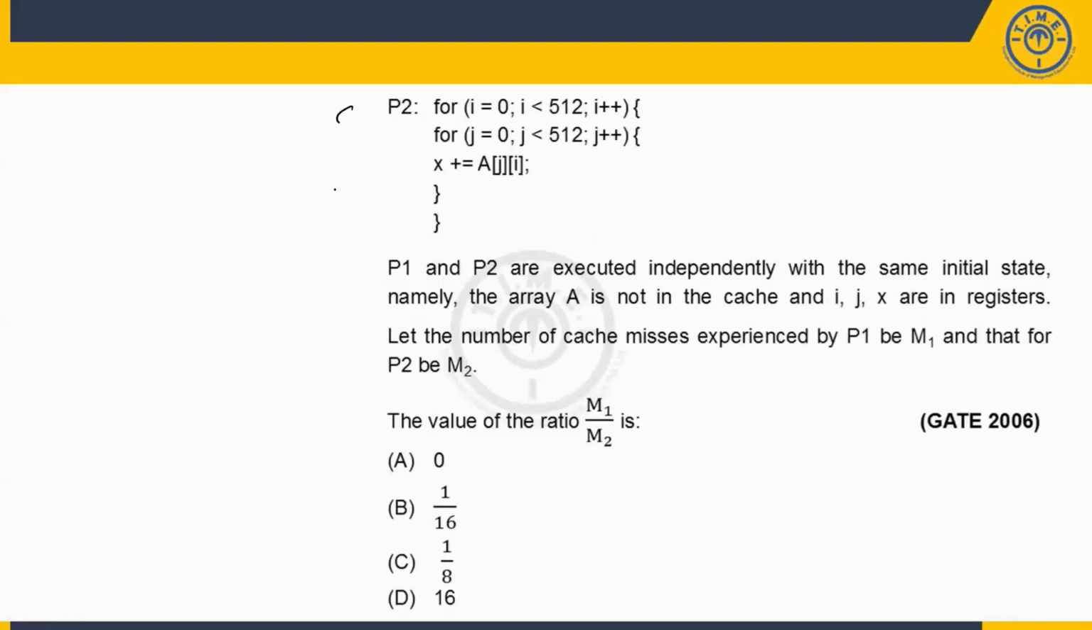The question is, P1 and P2 are executed independently with the same initial state, namely the array A is not in the cache, and I, J, X are registers. Let the number of cache misses experienced by P1 be M1, that is, when block P1 is executing we get M1 misses, and when P2 is executing, the total number of misses is termed M2. So we need to find out M1 and M2.